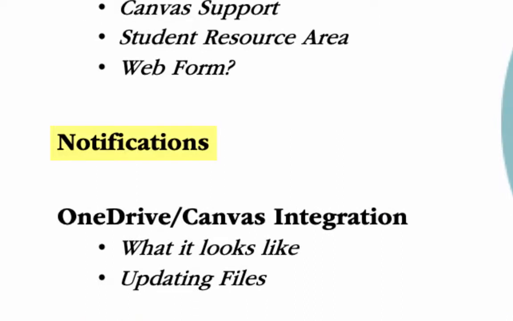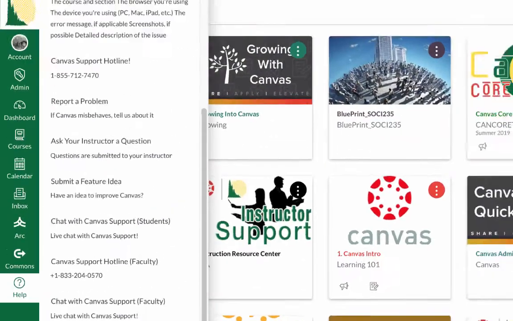Second influencer item is Canvas notifications. Each individual Canvas user is in charge of dictating how they want to be notified within Canvas. And so it's very important that you let your students know that they should check at the beginning and throughout the term to make sure their notifications are specific to how they need to be notified for the courses that they're taking.